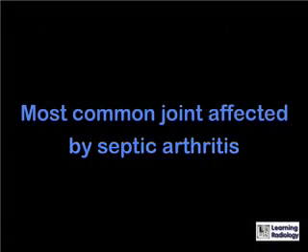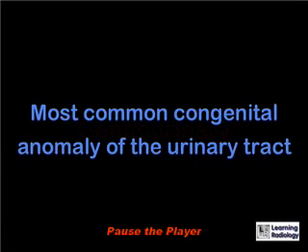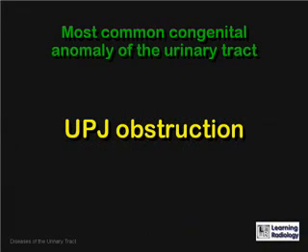What is the most common joint affected by septic arthritis? The hip joint. Genitourinary. What is the most common congenital anomaly of the urinary tract? Ureteropelvic junction obstruction.